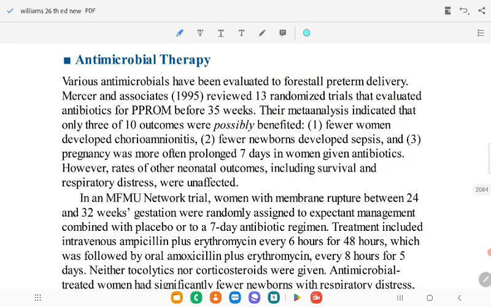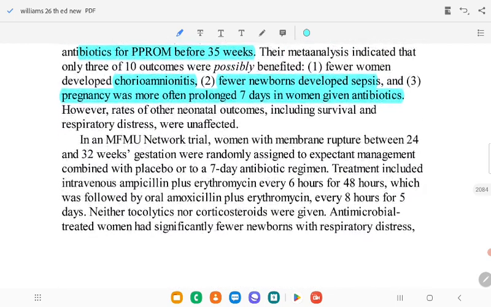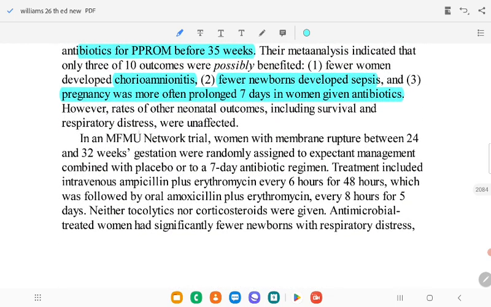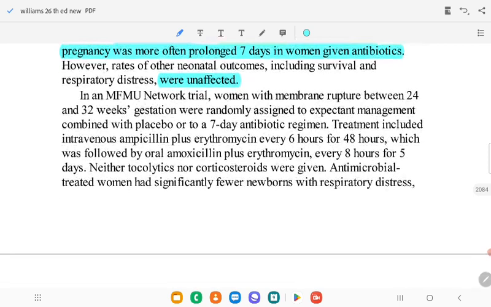Antimicrobial therapy: various antimicrobials have been evaluated to stall preterm delivery. A review of 13 randomized trials evaluated antibiotics for PPROM before 35 weeks. The meta-analysis indicated only 10 outcomes were possibly beneficial. Fewer women develop chorioamnionitis. Fewer newborns develop sepsis. Pregnancy was more often prolonged 7 days in women given antibiotics. However, rates of other neonatal outcomes, including survival and respiratory distress, were unaffected.